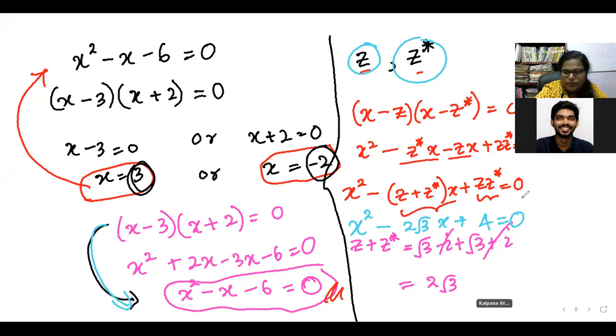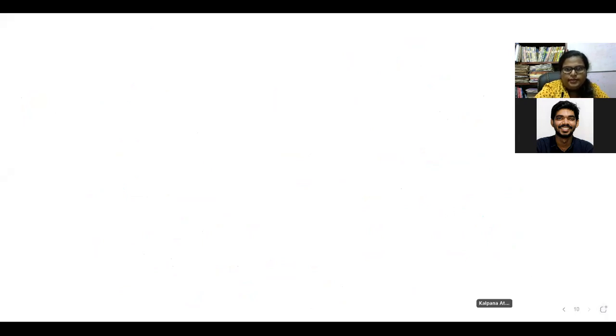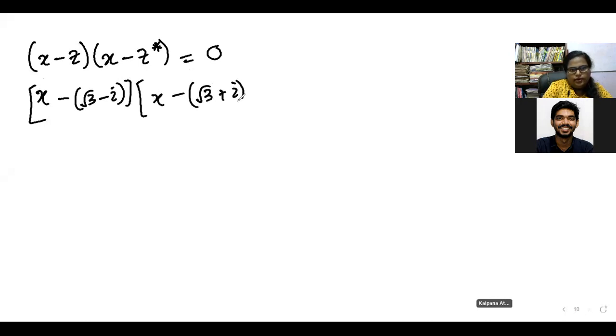I will show you this step also, right? So you know that (x minus z)(x minus z star), this is our result, equals to 0. This is our quadratic equation. So one can simplify this one as x minus (square root 3 minus i), right? x minus (square root 3 plus i), right?